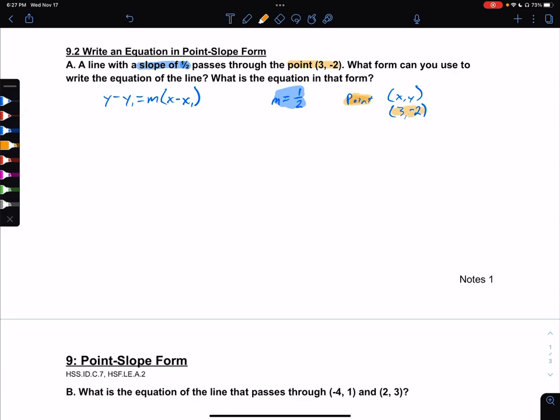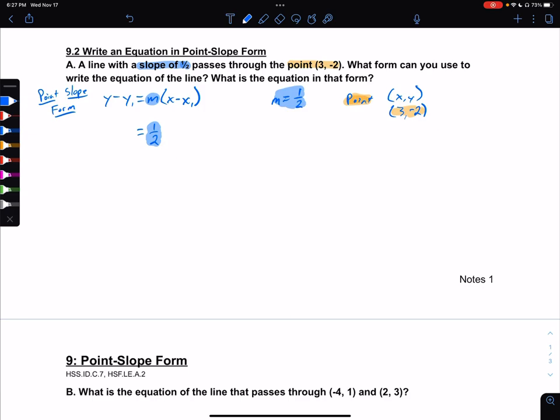What form can you use to write the equation of the line? What is the equation in that form? All right, so we already mentioned it. We're going to use point-slope form. Point-slope becomes very useful when we have a point and a slope. It's not very cleverly named. It's very direct. Point-slope form is for when you have a point and a slope. So your slope is pretty obvious. M is equal to 1/2. You're going to plug that in. There's not a whole lot of confusion or trickery there. You're just going to plug in whatever that slope is.